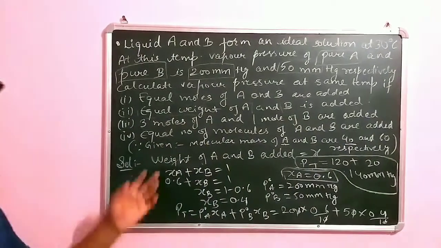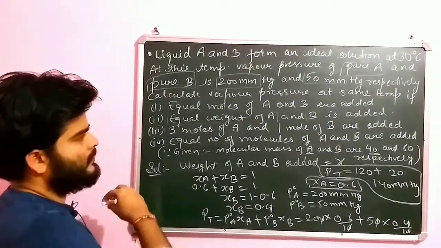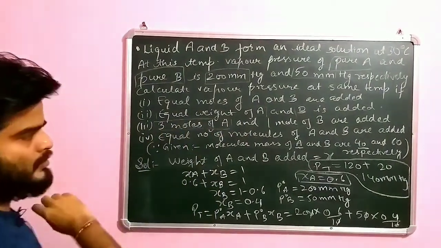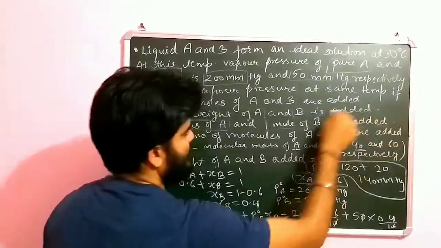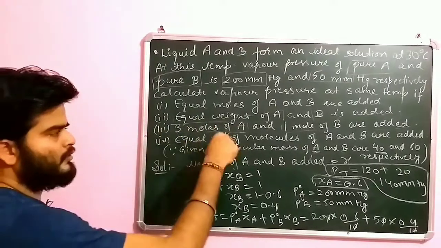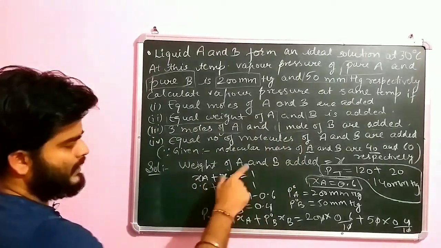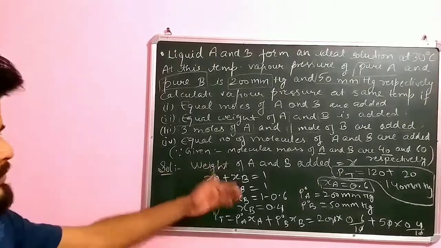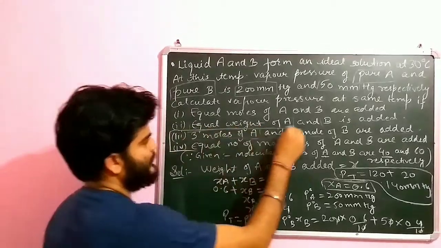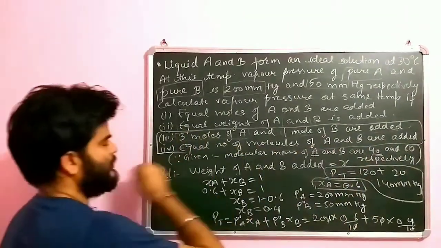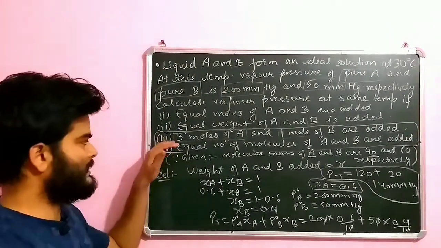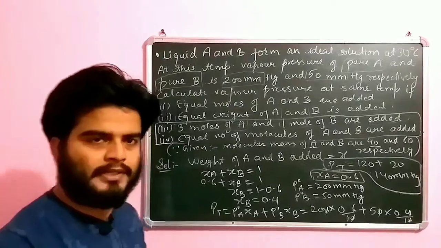This is the second part. Now I think you can do this part, because in this 3 moles of A and 1 mole of B are added. Firstly, you will find out the mole fraction of any one of these, and after that you can proceed similarly as I am doing this. So this is your homework, or you can solve these parts and type your answer in the comment section below.